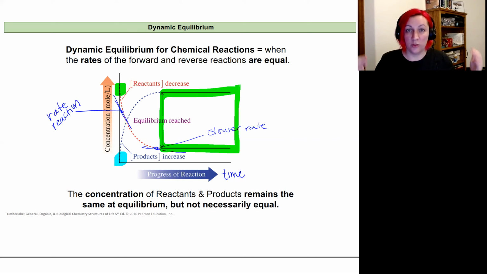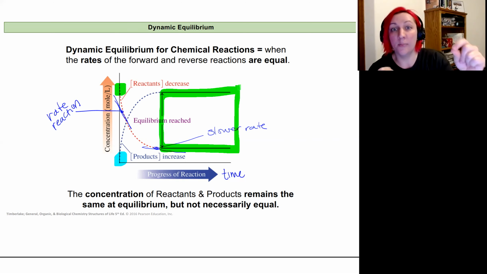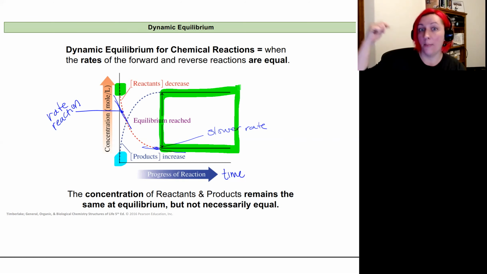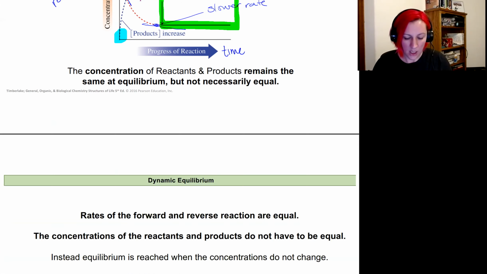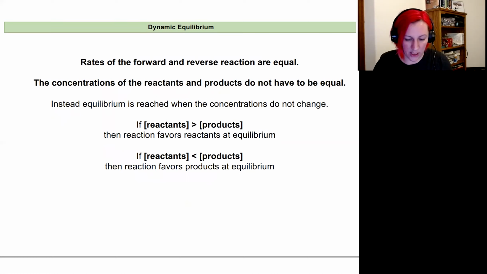Now, the thing that's interesting about reaching dynamic equilibrium, and a common misconception, is that when that point is reached, when those rates are equal, it's just the rates, not the concentrations. So we may have a lot more reactants than products, or a lot more products than reactants, or the same amount. And that actually has nothing to do with whether or not we're at dynamic equilibrium. It's really just about the concentrations not changing anymore over time. Let's look at some examples of this after we summarize.